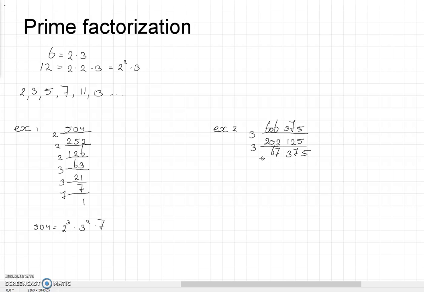Now, this number is not divisible by 3, so we look at the next number. We don't start anew because if the first number is not divisible by 2, then this number is also not divisible by 2. So we're going to check 5. Well, it ends in 5, so that's easy to see that it is divisible. The next number we get is 13,475. Again, this is divisible by 5. We get 2,695. Again, divisible by 5.